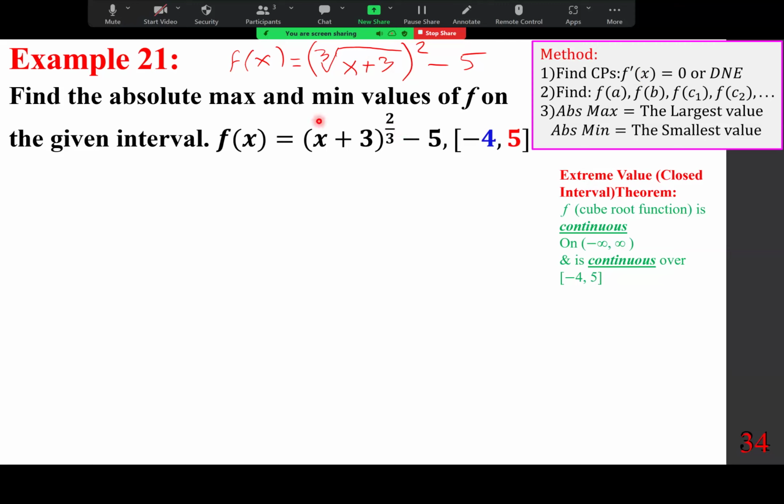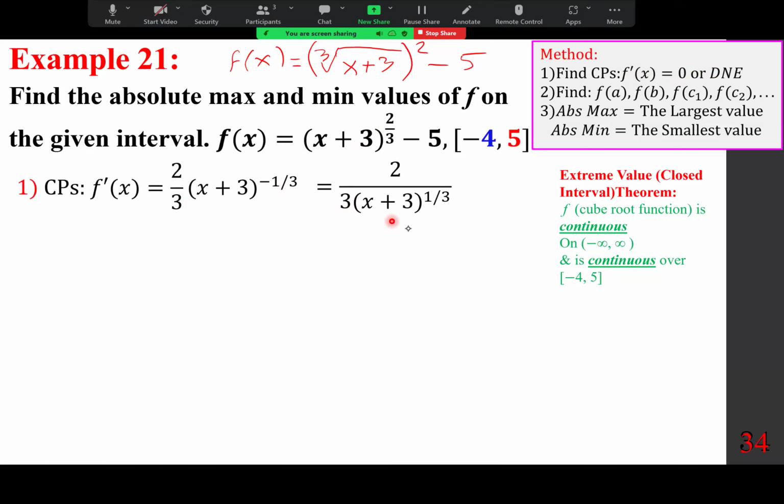So f prime of x is 2/3 times (x plus 3) to the power of 2/3 minus 1, which makes it -1/3. The derivative of the inside is 1, so times 1, we don't have to write it. To continue and find where f prime is 0 or f prime doesn't exist, we're going to rewrite this such that it goes down and has a positive exponent, positive 1/3. So 2/3 times (x plus 3) to the power of 1/3. Now, we want to look at where f prime equals 0 and where f prime doesn't exist.